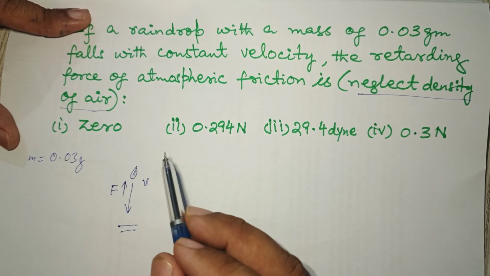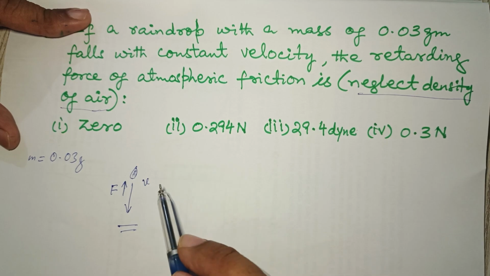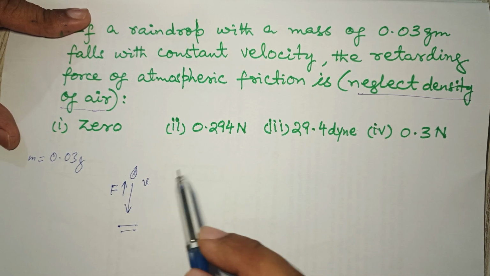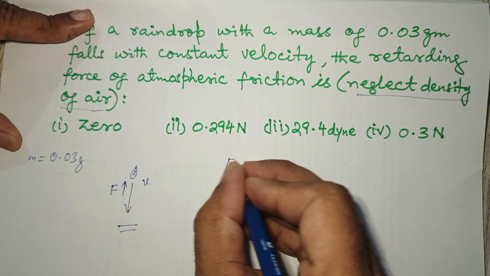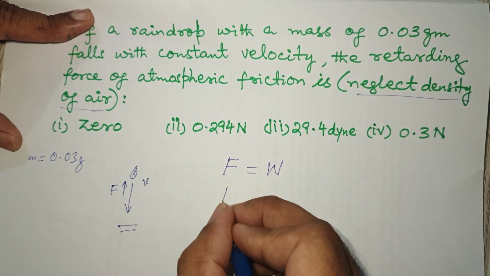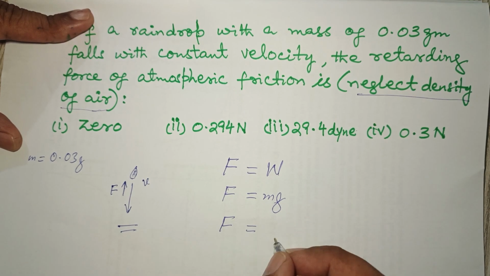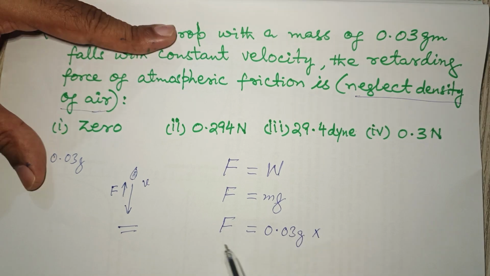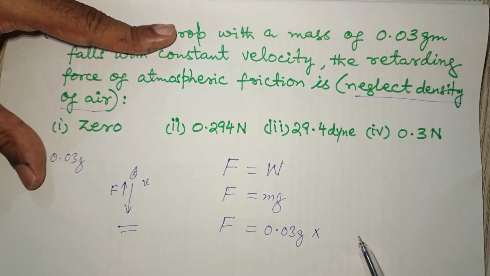When a raindrop or any object falls with constant velocity, means what? That the weight of the body, weight of the object, and the retarding force are equal. So in this case, F is equals to W, and W is mg. M is how much? 0.03 gram. When we reach over here, we can find out that if we convert it into kilogram, we have to divide it by 1000. When we divide it by 1000, we won't get either this result or this result by multiplying it with 9.8 or 10.